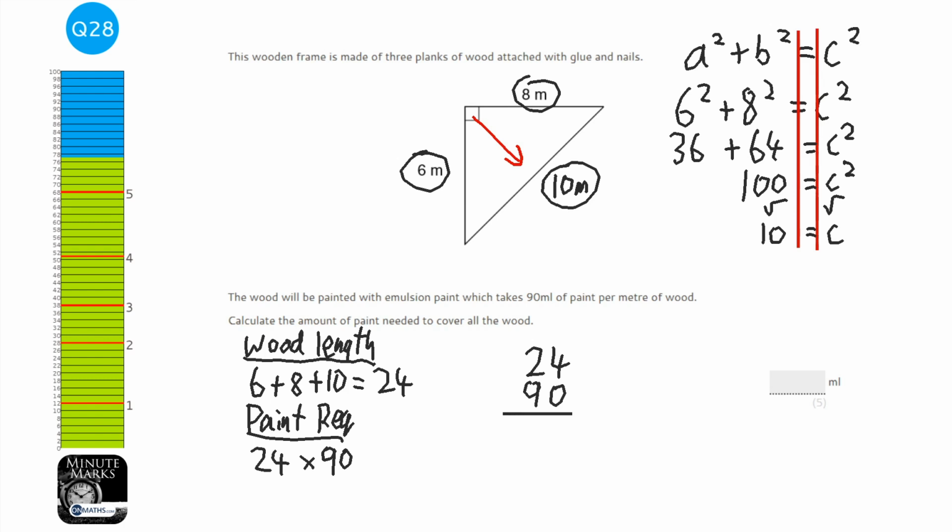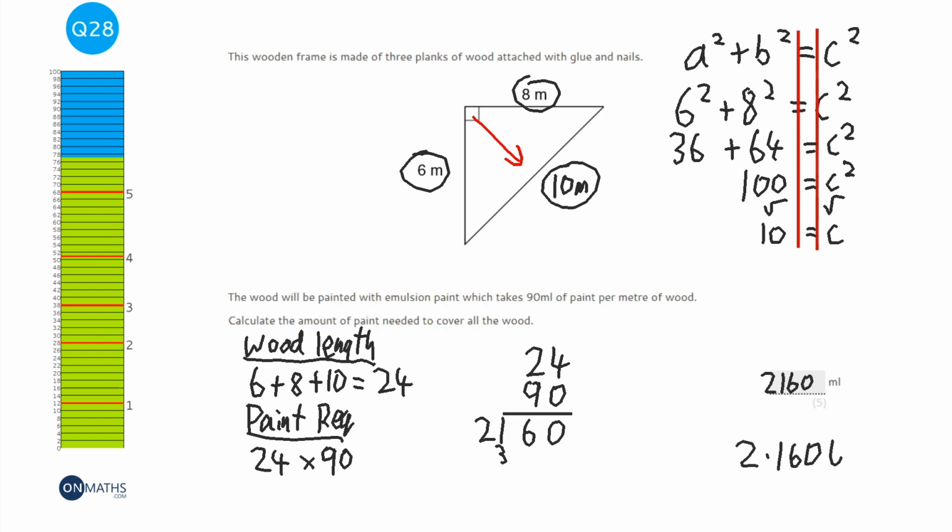So 0 for the first one, and then we're going to do 90 times 4, so we need to add a 0. 9 times 4 is 36. 9 times 2 is 18, plus the 3 is 21. And what we could have done is 9 times 24 and just added a 0 onto the end of it. There's loads of different ways of doing these things. So it would be 2,160 millilitres. If you ask this in litres, it would be 2.160 litres, because there's 1,000 millilitres in a litre.